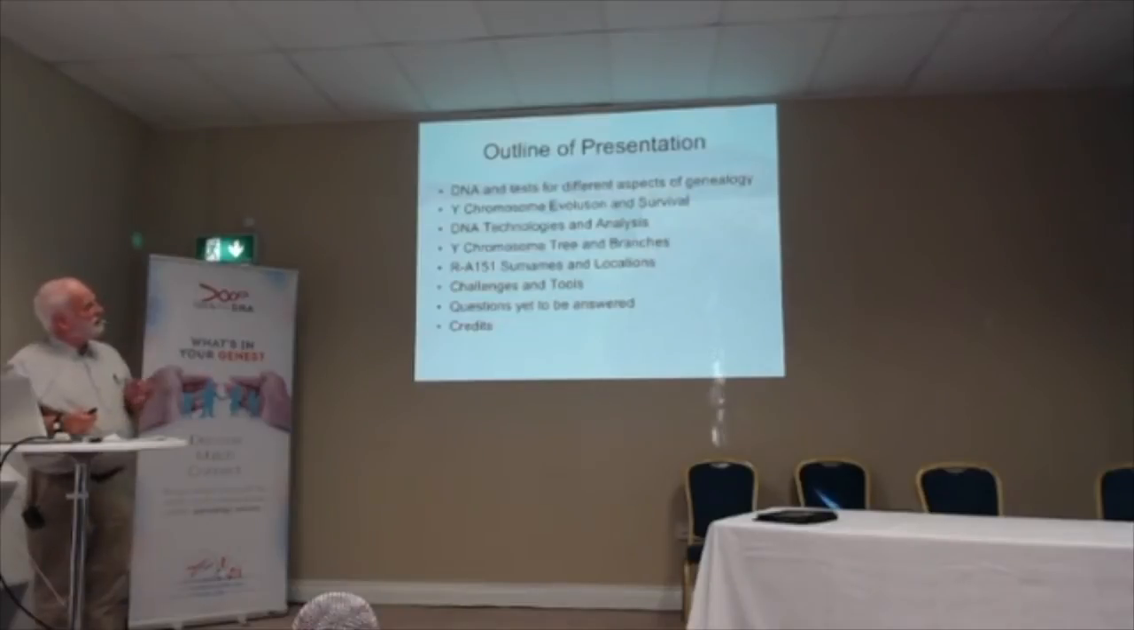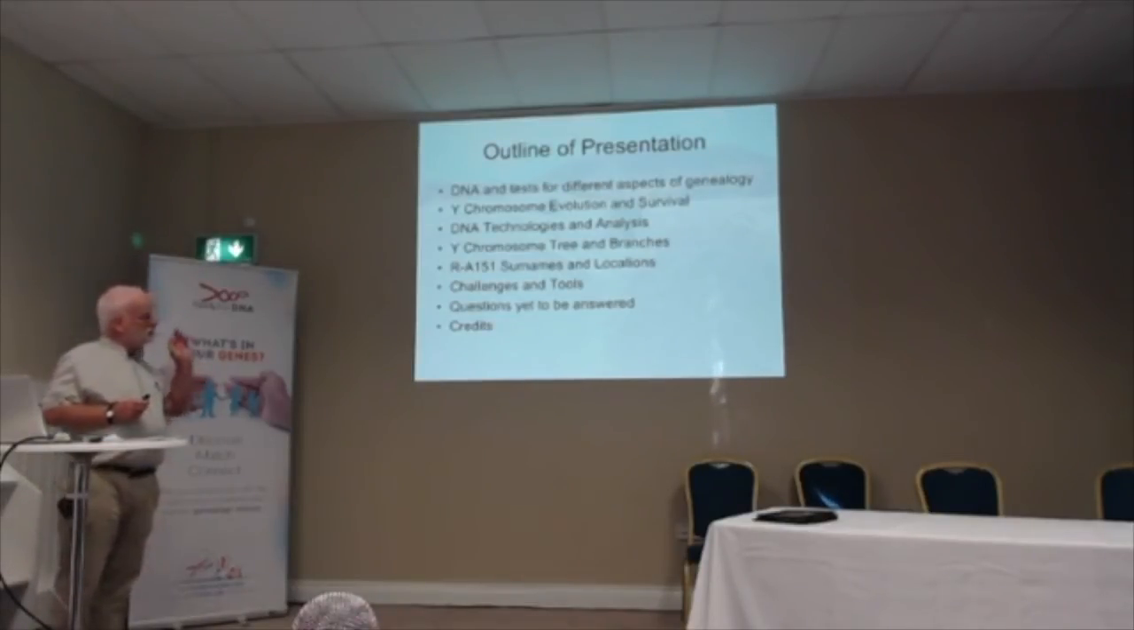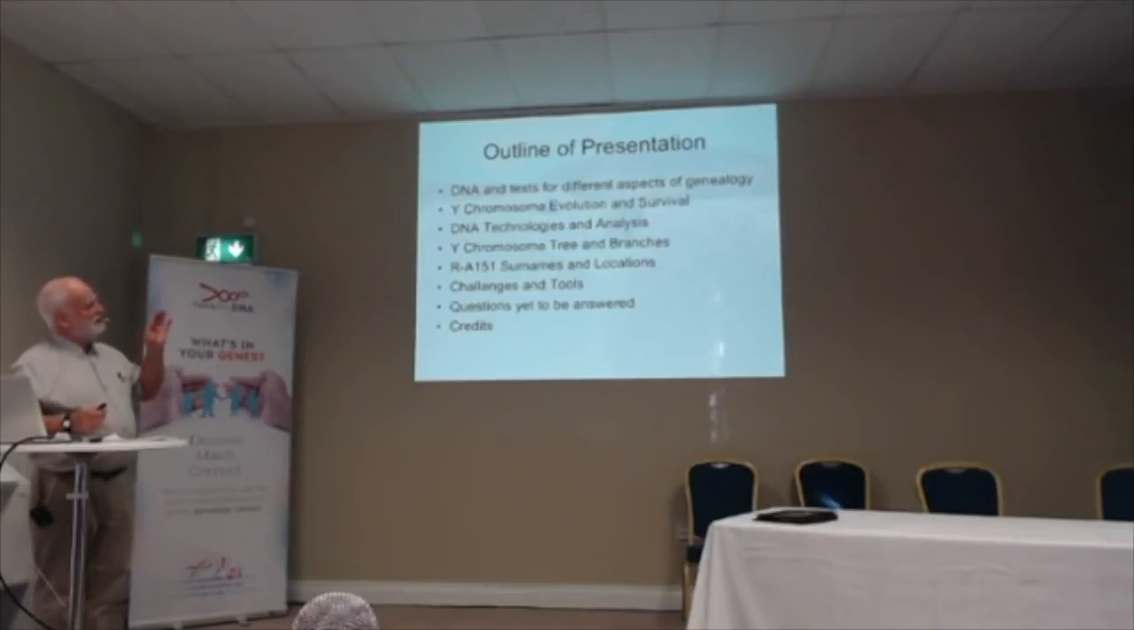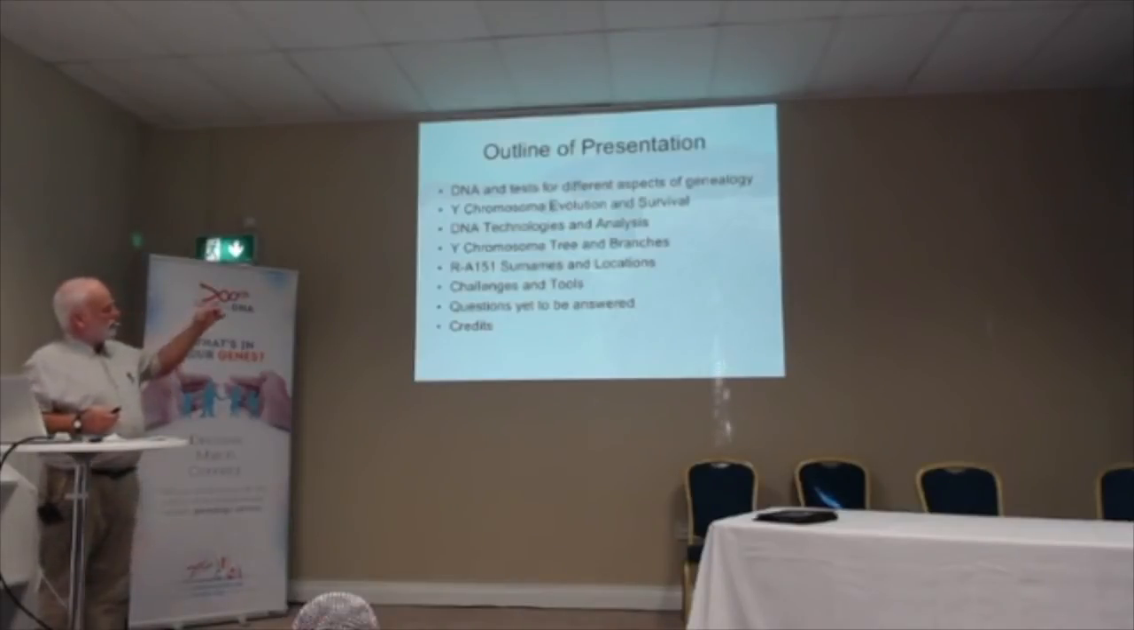Okay, so the presentation is organized into these different sections. I'm going to just briefly talk about DNA and tests for different aspects of genealogy, then talk about chromosome evolution and survival, the technologies and analysis associated with them, and then get into the Y chromosome tree and the branches, and more specifically the branches that I'm talking about: the CTS4466 branch, and the sub-branch of that, which is known as RA151.